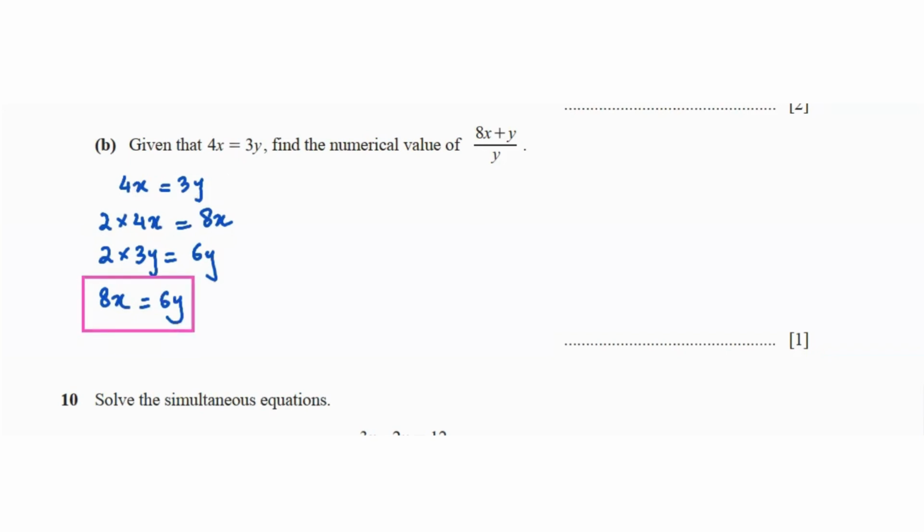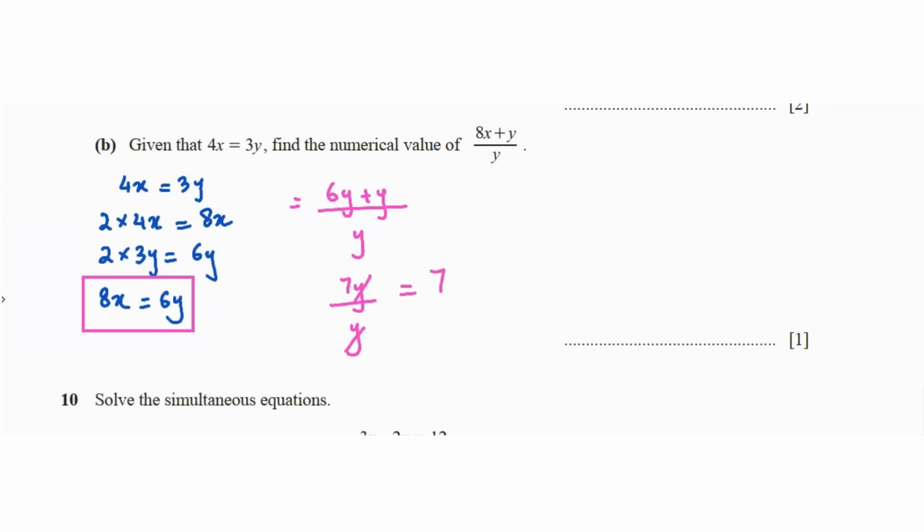So now we're going to use this in the given equation to find the total value. So replace 8x by 6y. So 6y plus y over y. That's 7y over y, and that is equal to 7, once we cancel out the y's. So that is the numerical value of 8x plus y over y.